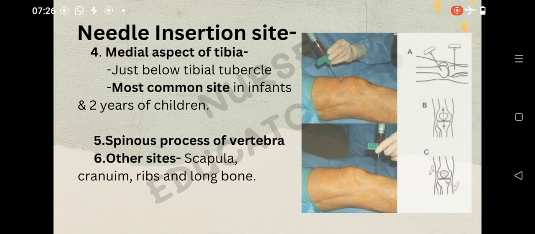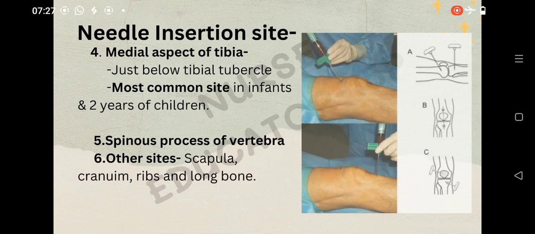Just below the tibial tuberosity we can insert the needle, as you can see in the pictures. This is the most common site in infants and 2-year-old children. This site is usually preferred for infants of 1 year or less, and children up to 2 years of age. The fifth site is the spinous process of the vertebrae.